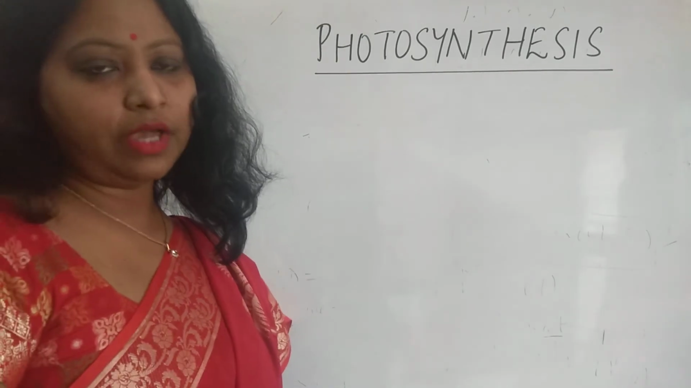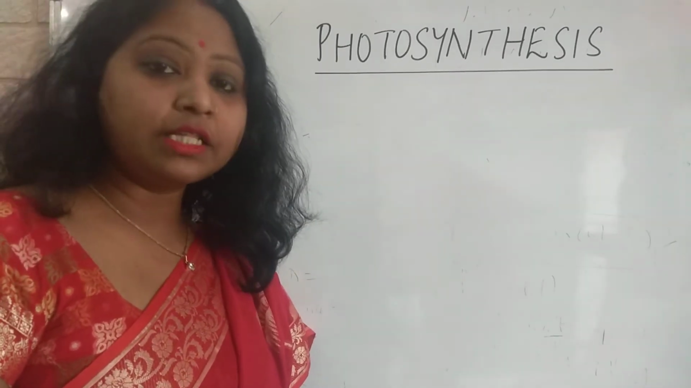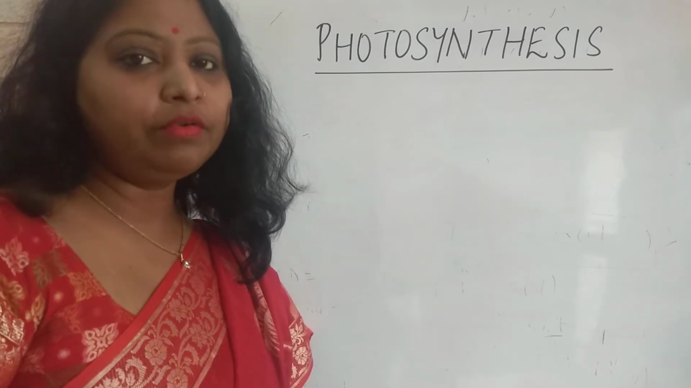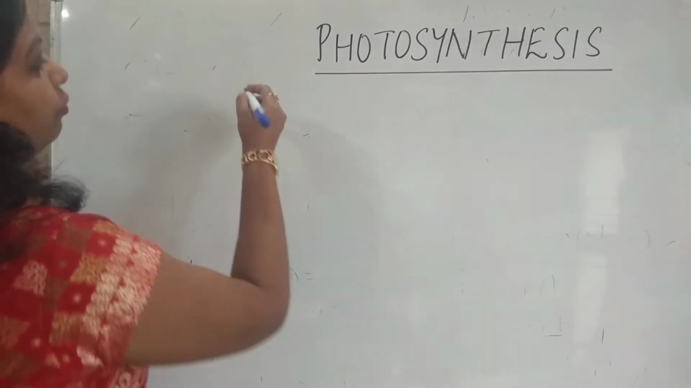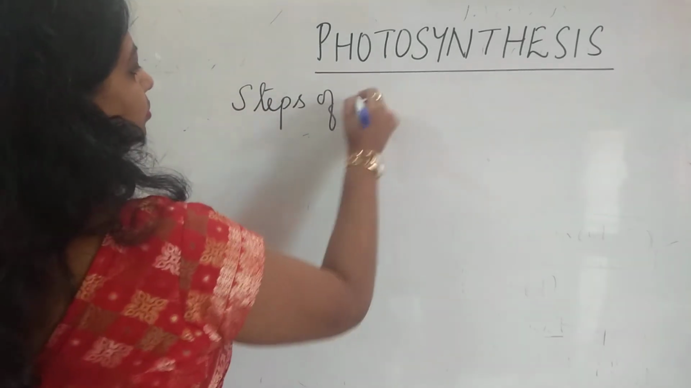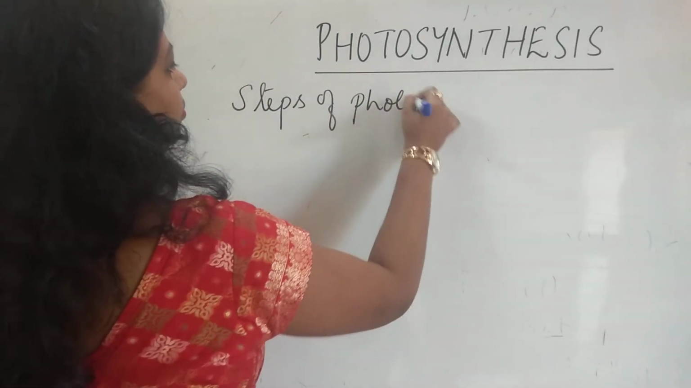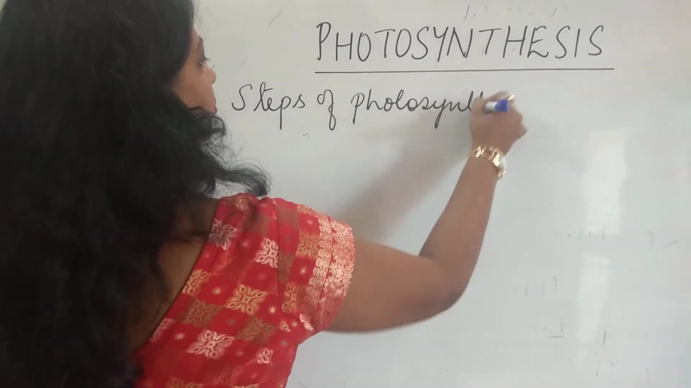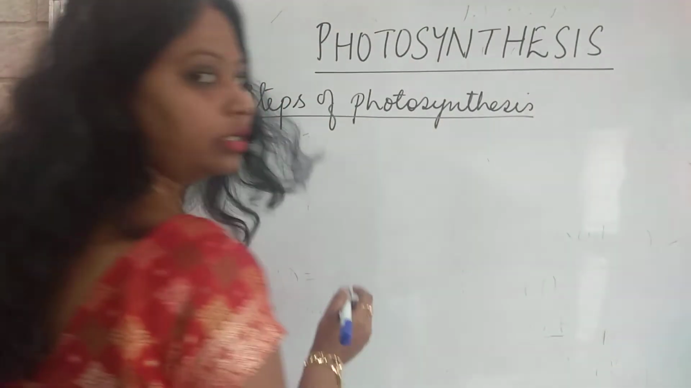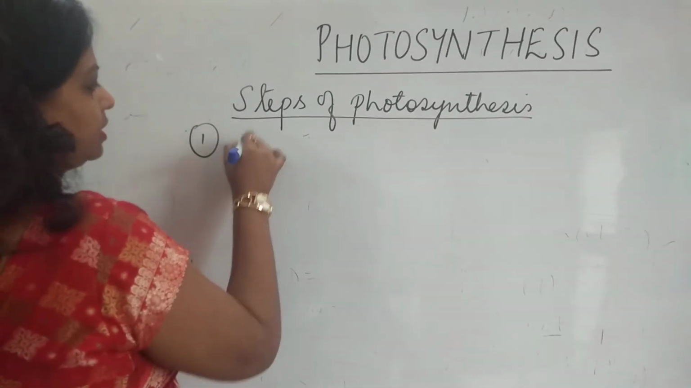In earlier classes we have read about photosynthesis and the conditions necessary for photosynthesis. Today we will see the steps of photosynthesis. According to our book, there are three steps of photosynthesis.